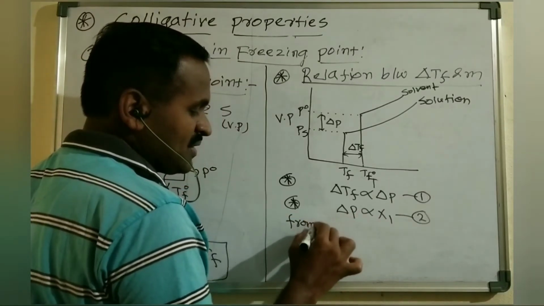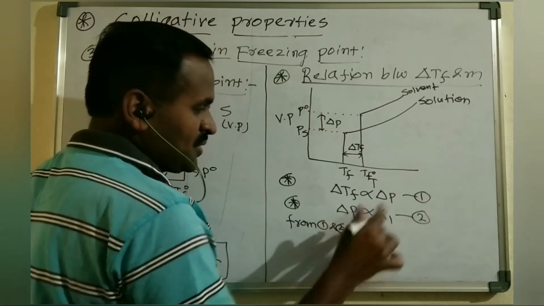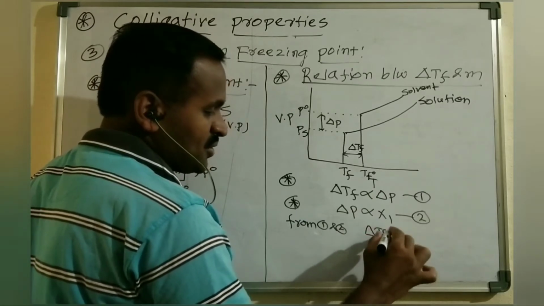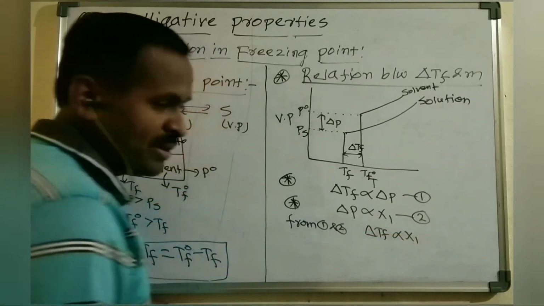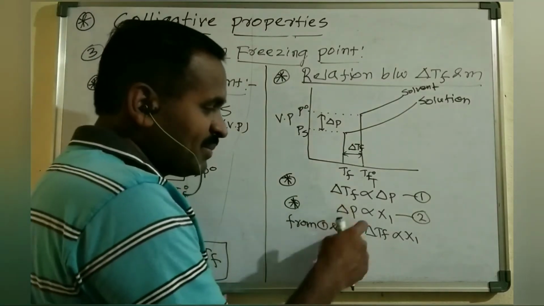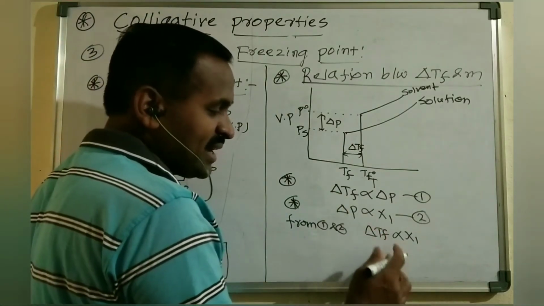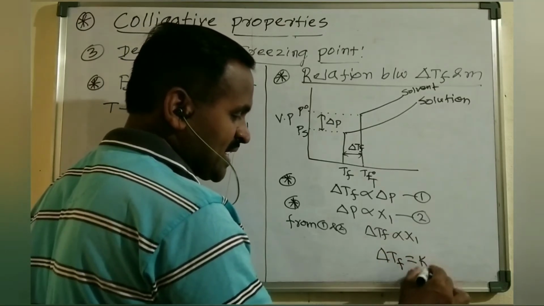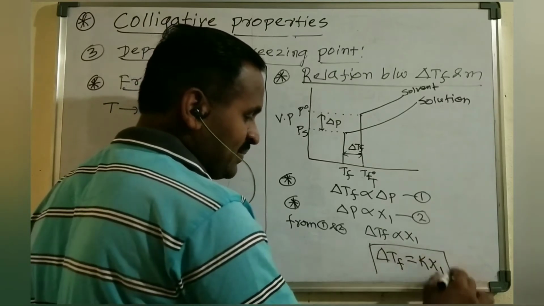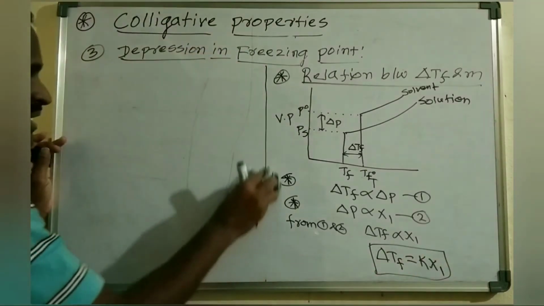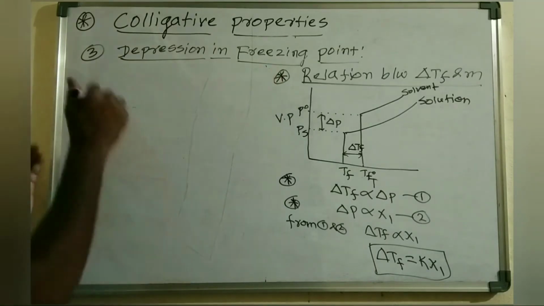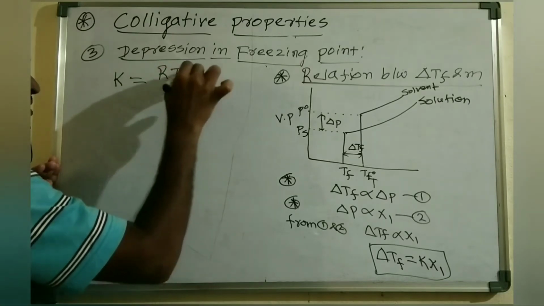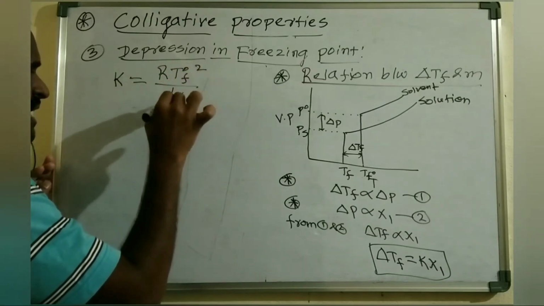From equations 1 and 2, we can write that delta TF is directly proportional to x1. So delta TF equals k into x1, where k is a constant. From classical thermodynamics, k is equal to R T naught F squared divided by LF.